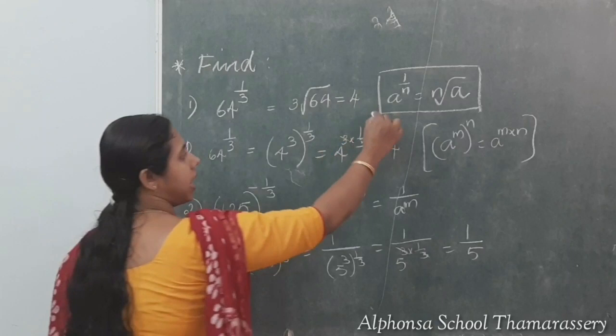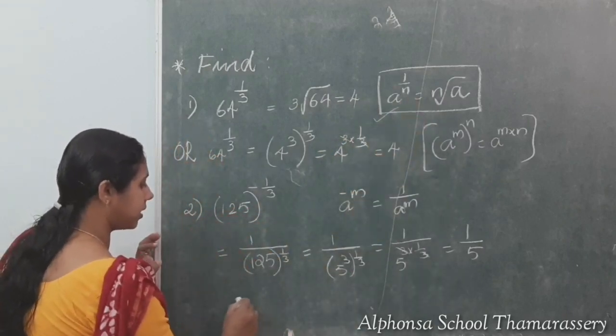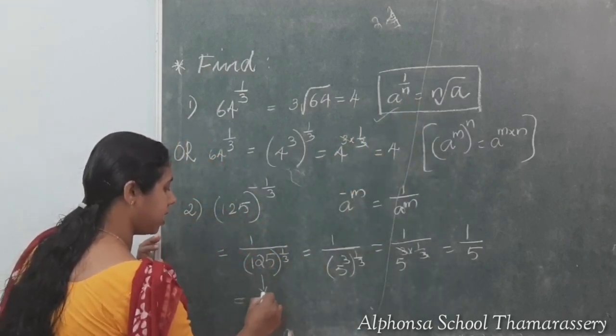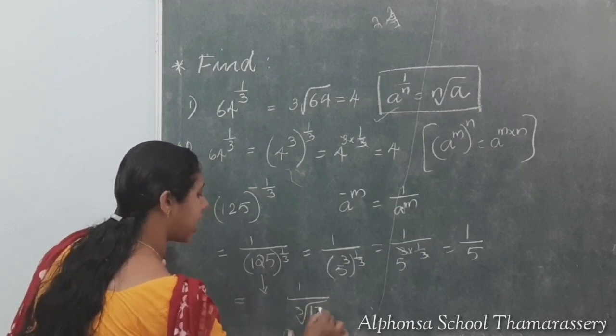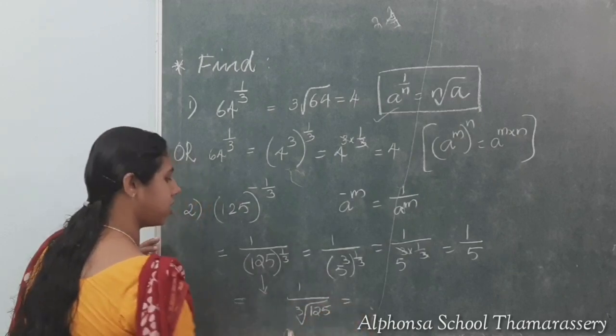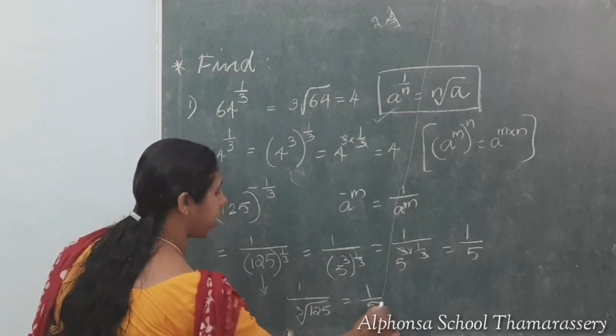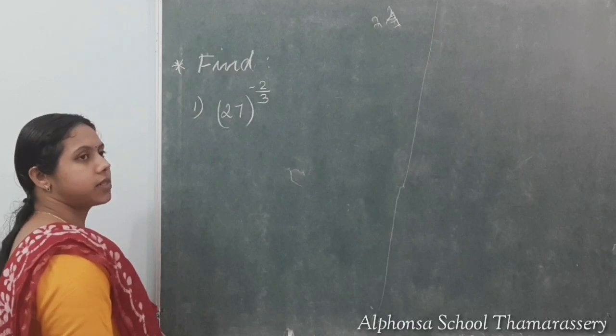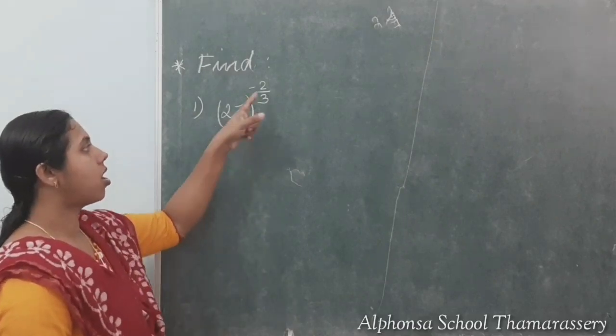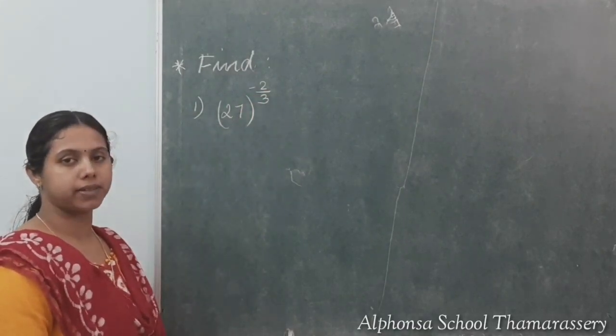Or directly you can use this formula, so this will be equal to 1 by cube root of 125, which is equal to 1 by 5. In both ways you can do it. The next question is 27 whole raised to minus 2 by 3.